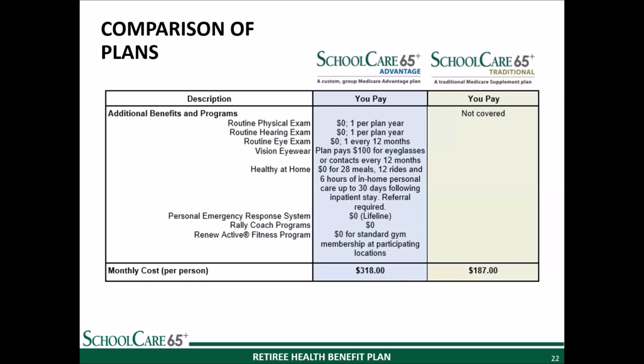Renew Active Fitness program pays for a standard membership at participating gym locations. The premium cost for our SchoolCare 65 Plus Advantage plan is $318 per person per month. The SchoolCare 65 Plus Traditional Supplement plan is $187 per person per month.